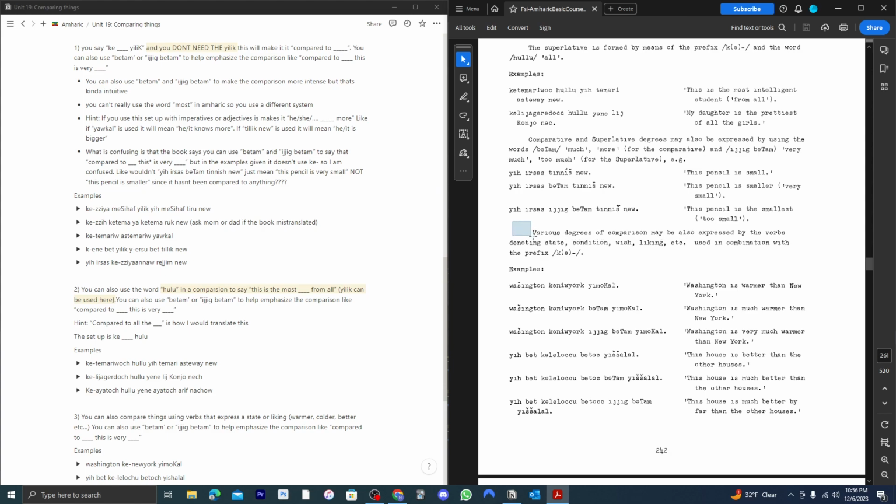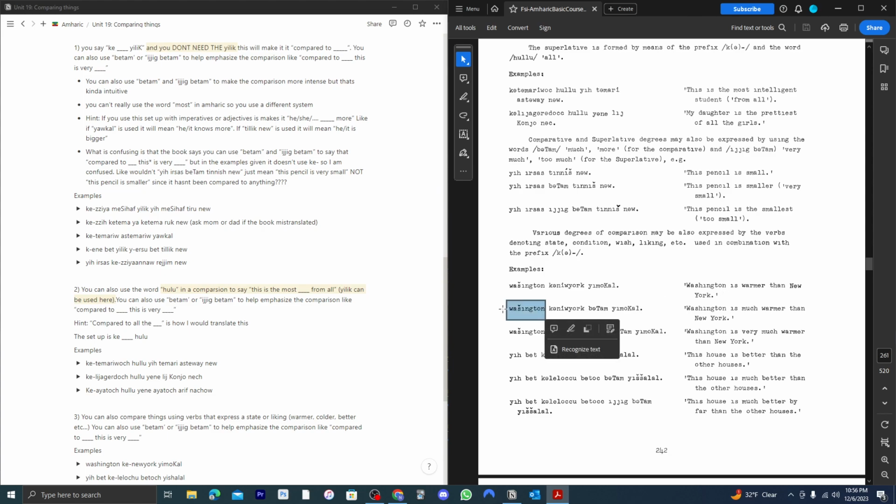Yes, this is what I was trying to explain very early on, but the textbook mentions it here. When you have things of comparison that are like states or conditions, it doesn't make it like the thing is just that condition. It says it's more of that condition than the other thing. Like Washington ka New York yimokal. Washington compared to New York, because this is the K word, is hotter. Washington is warmer than New York, right?